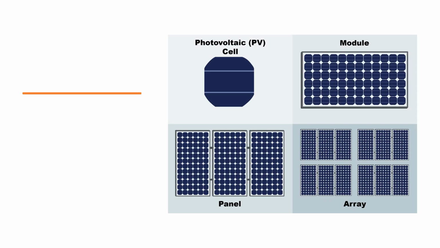A typical solar cell is shown in the figure. A group of solar cells form a solar module, a group of modules form a solar panel, and a group of panels form a solar array. So it takes about 60 to 72 solar cells to make one standard solar panel.